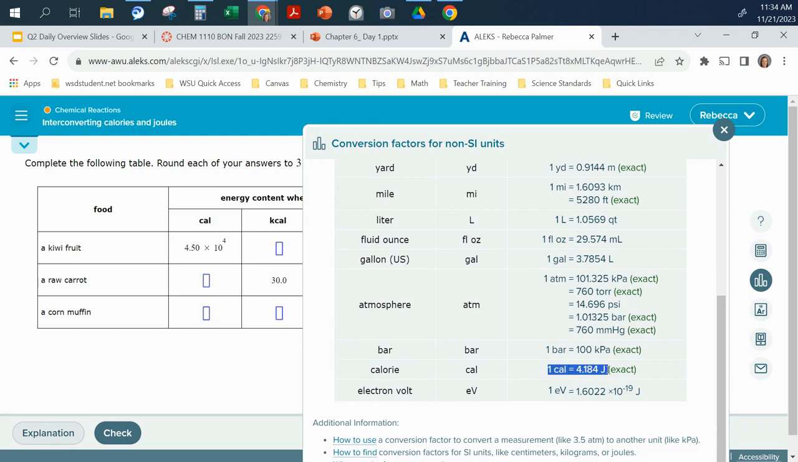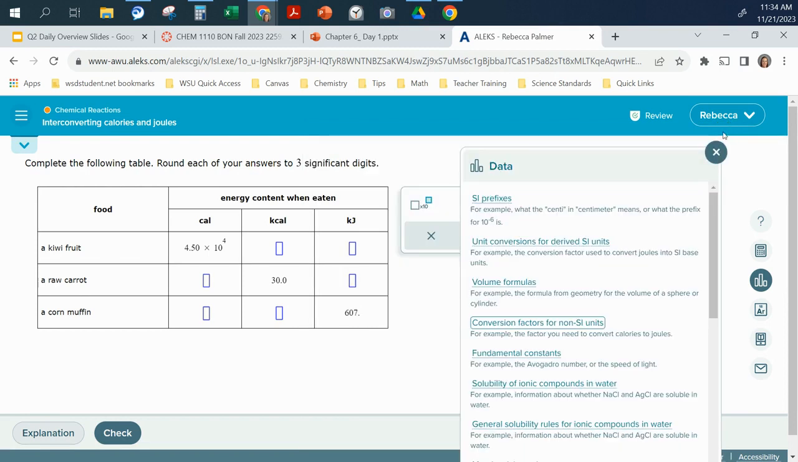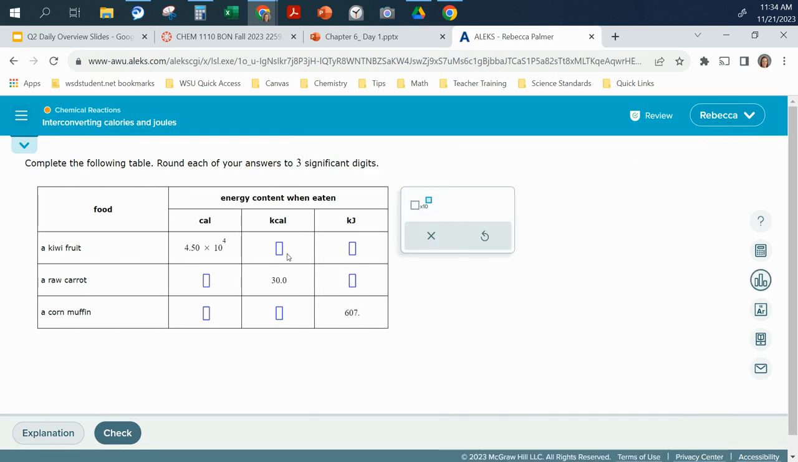If you forgot that, you could look it up. But if you know you're going to use this on the test, I would just write it on my note card so I don't have to look for it, but it is there. Okay, so we're going to write this number down: 4.50 times 10 to the 4. That's calories. We need this in kilocalories.